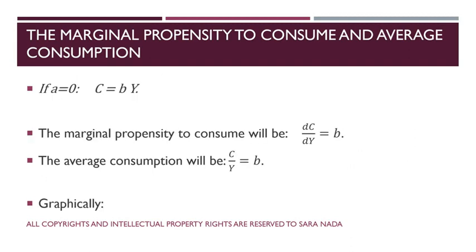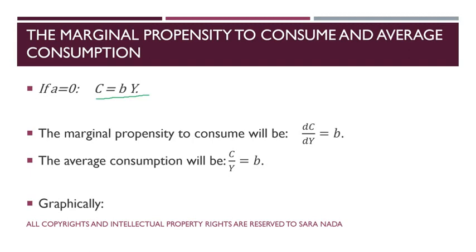What if A equals 0? A is the value of the autonomous consumption. If there is no autonomous consumption, or if A equals 0, then our consumption function will be simply equal to BY, because the A is 0. So this will be our consumption function. If we want to calculate the marginal propensity to consume for this case, you can easily calculate it. What is dC by dY? Yes, it is B.